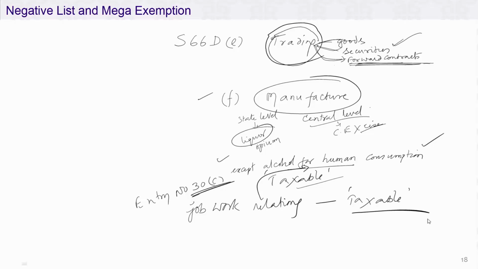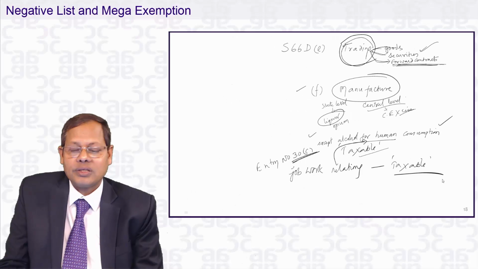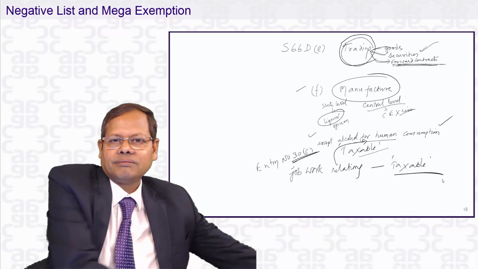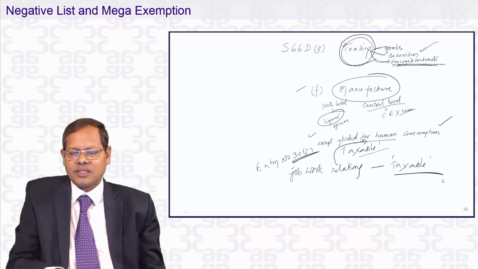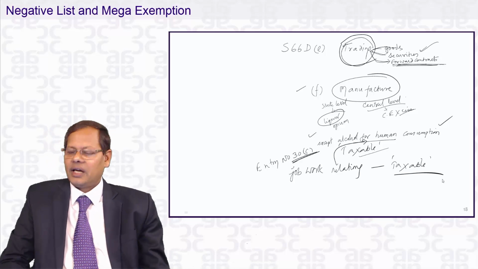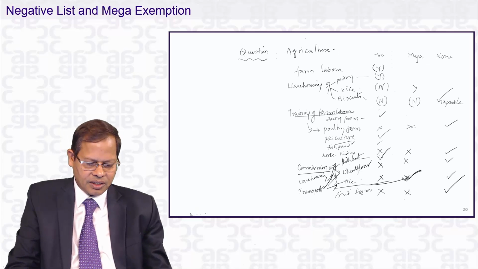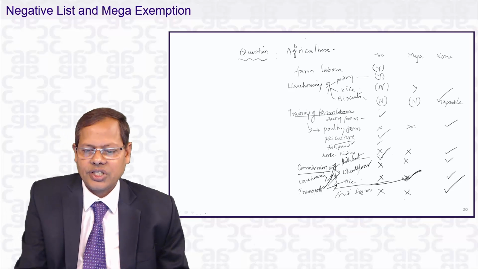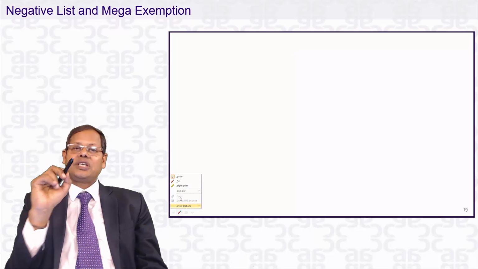Okay? So you have to be very careful about this when you talk about manufacture. So alcohol for human consumption is not covered under 66D, E and F. It's very easy and very simple. And what about the other services under the negative list? What about G? Section 66D, G.